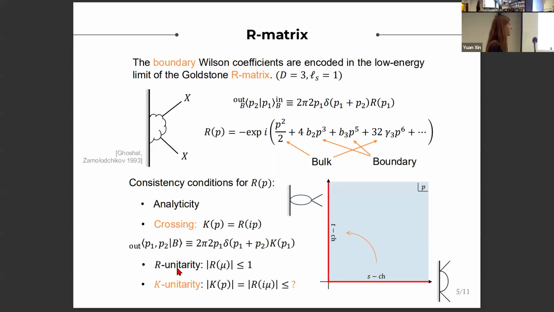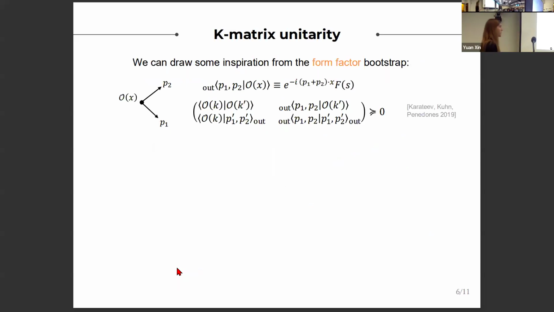Okay, so that's the question. What is the unitarity condition along this K matrix line? Good. So what can we do? We can draw some inspiration from the form factor bootstrap that I'm sure we'll hear a lot about in the next talk by Martin.